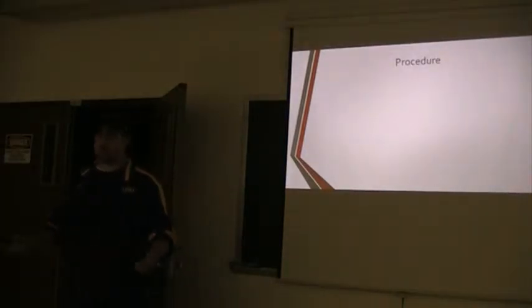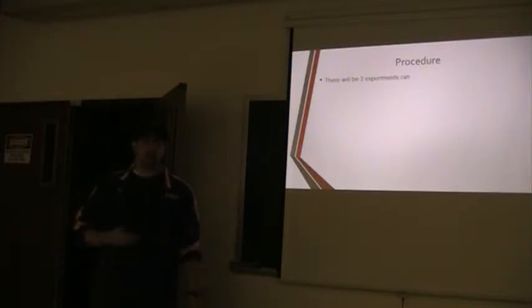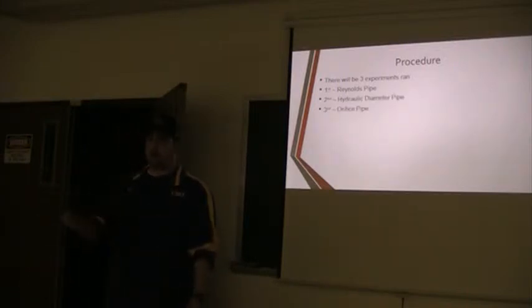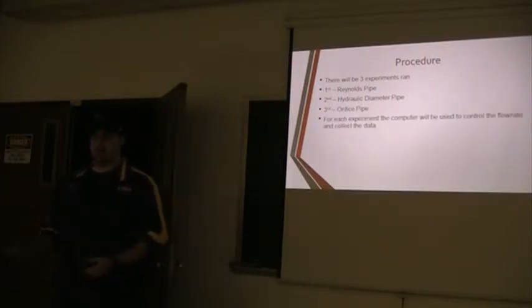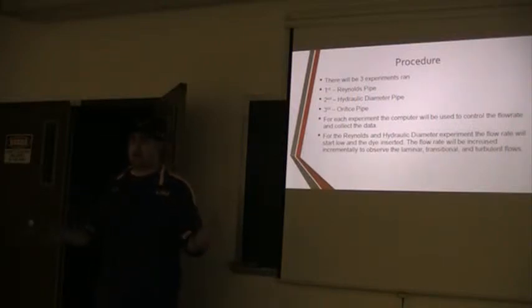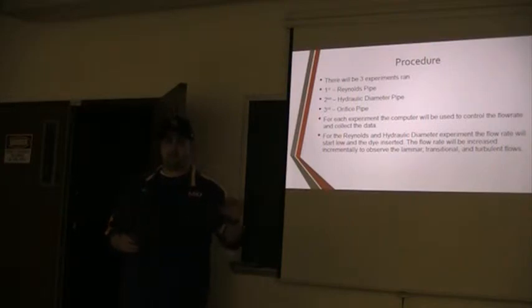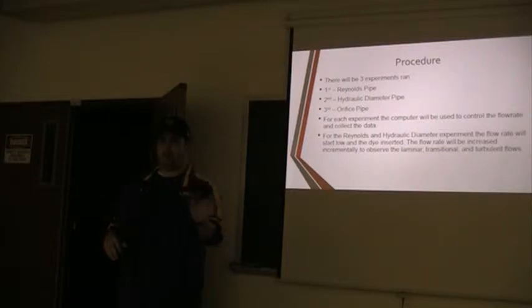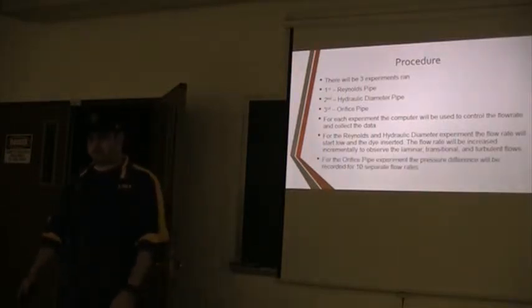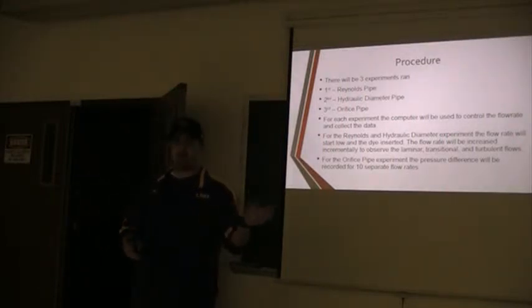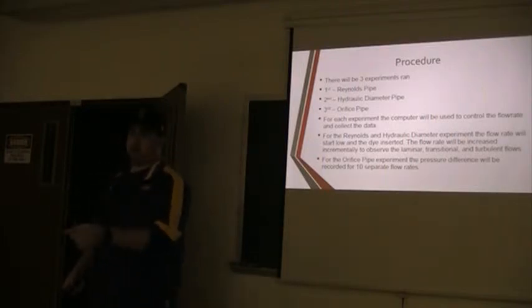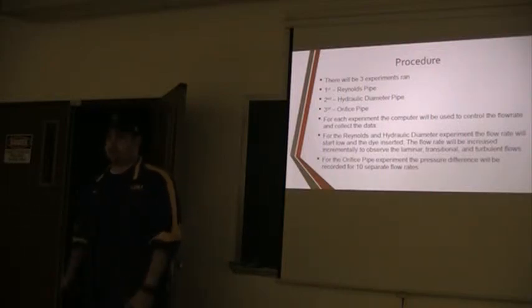So I'm just going to go over a quick procedure for this experiment. Basically, you run three different experiments. The first one is on the Reynolds pipe, the second one is the hydraulic diameter pipe, which is just square tubing, and the third is the orifice pipe. For each experiment, the computer is used to control the flow and collect the data. For the Reynolds and hydraulic diameter experiments, the flow rate starts low, and you inject the dye and see how the dye acts in the flow. And then you incrementally increase the flow to observe what the flow rate is when you get to transient and turbulent flows. For the orifice pipe experiment, you're going to take the pressure difference from the pressure transducer for 10 separate flow rates. And for the Reynolds and hydraulic diameter, you do it 5 different times and take the average.